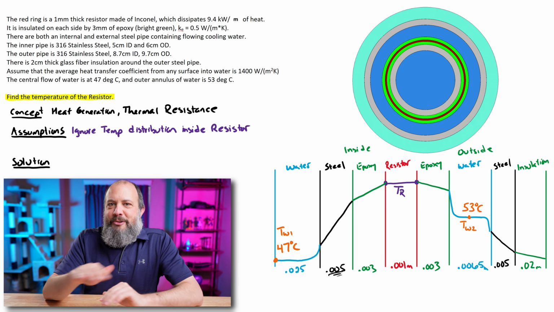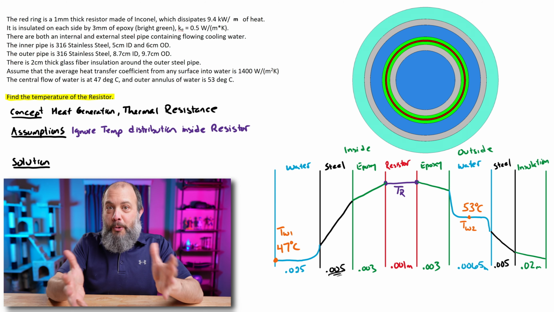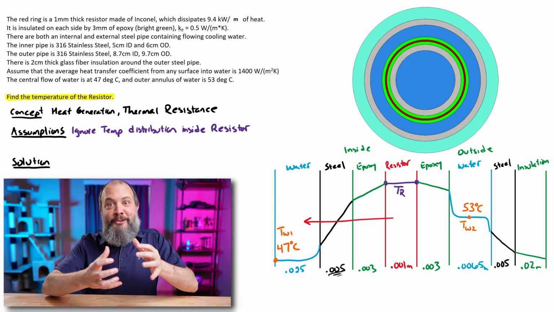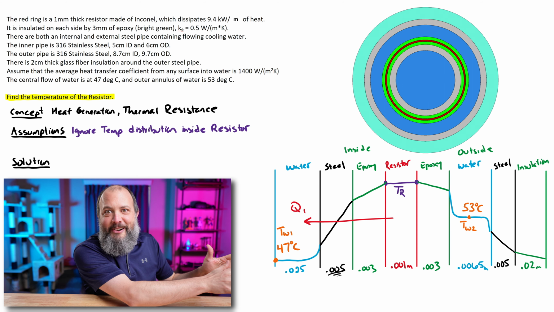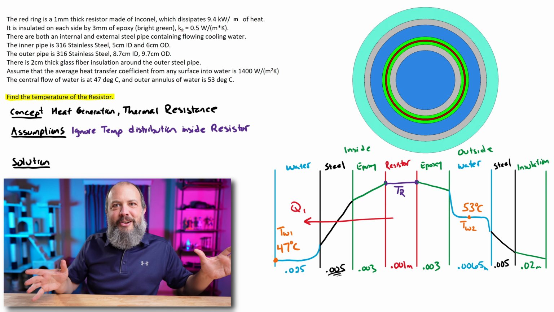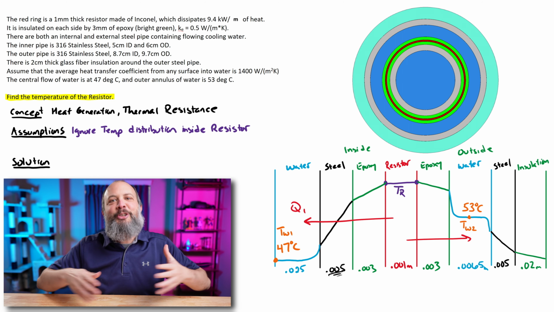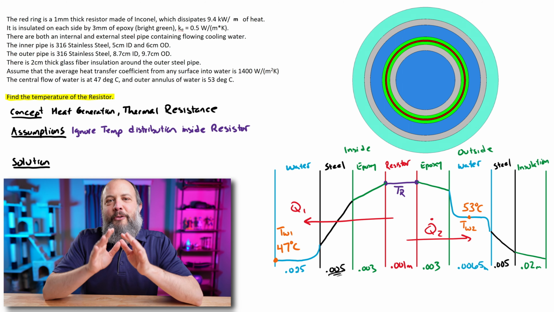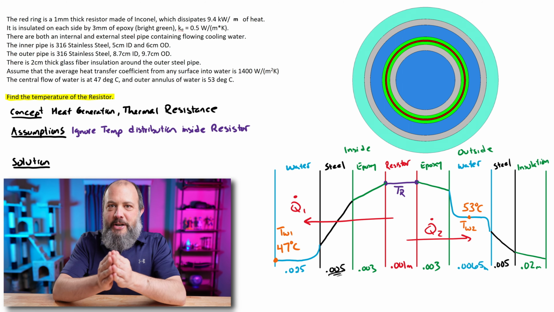And so how am I going to find the temperature distribution? That's going to involve Q. Heat generation problems are always going to be about that heat that is generated has to go somewhere. So you're going to need to set up an electrical circuit to figure out where that heat goes. For this system, since the resistor is in the middle, the heat is going to spread and go out in both directions. So I'll draw Q dot 1 going to the left towards the inside, Q dot 2 going to the right towards the outside.